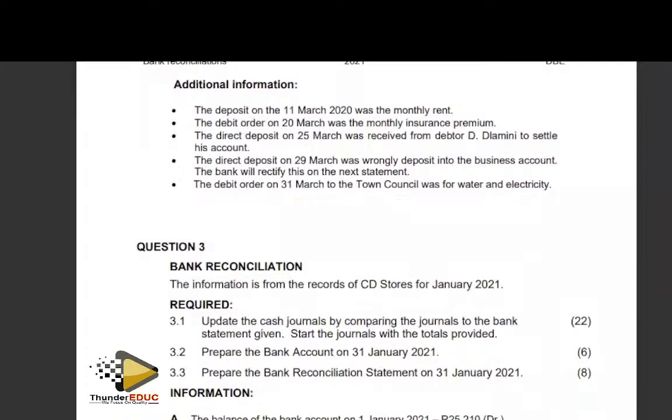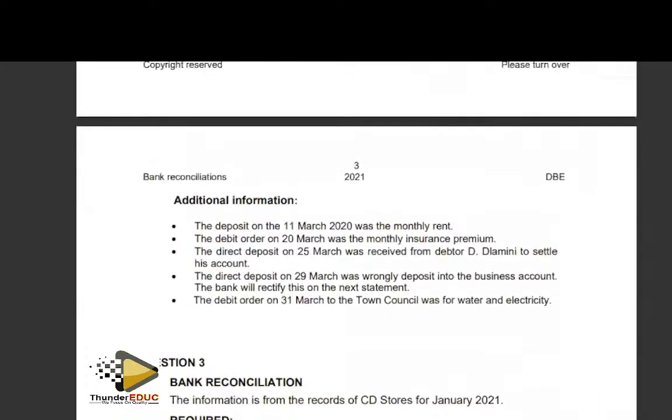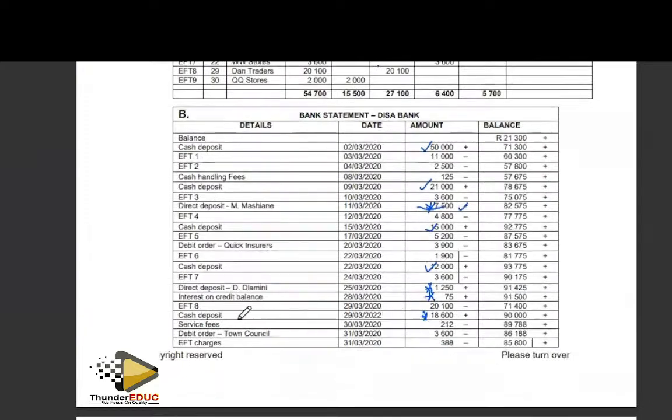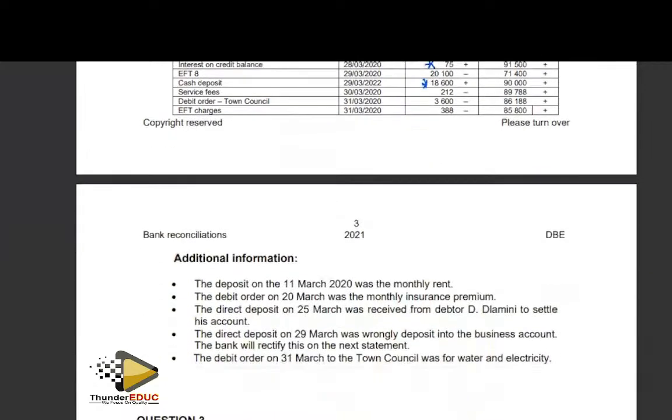We need to check what the money was for. In the additional information, they are saying cash deposit 29. So let's check the additional information here. The direct deposit 29 was wrongly deposited into the business account. So we don't need to record this because it was a wrong deposit. If it was a wrong deposit, we have to deal with it in the bank reconciliation statement, okay?